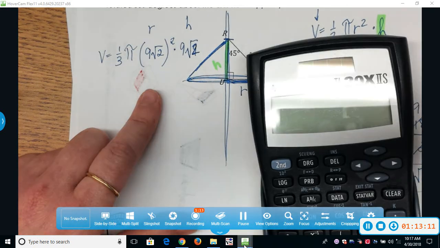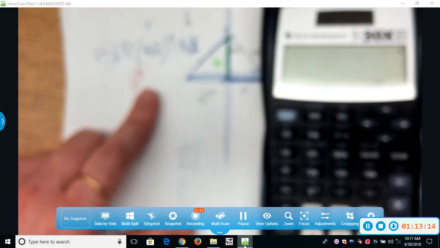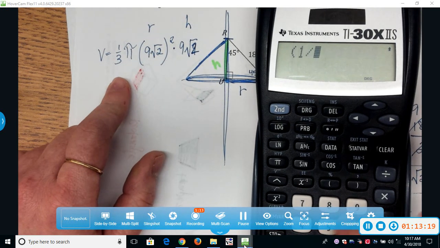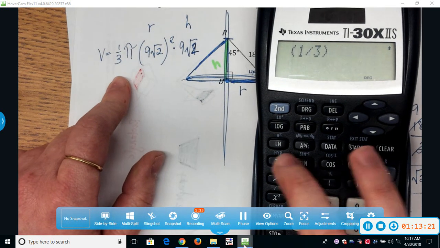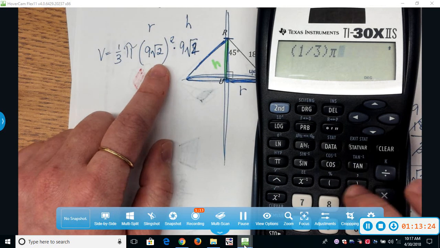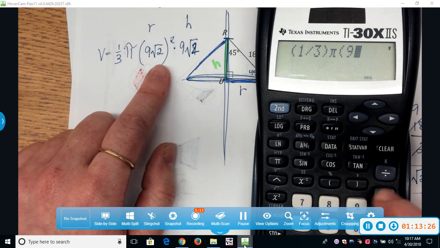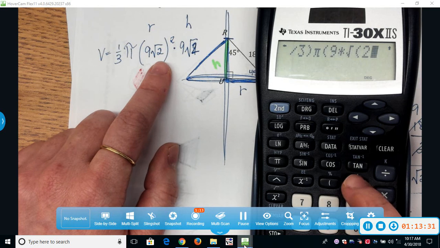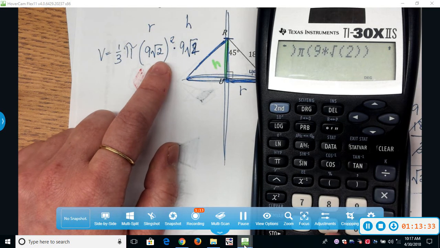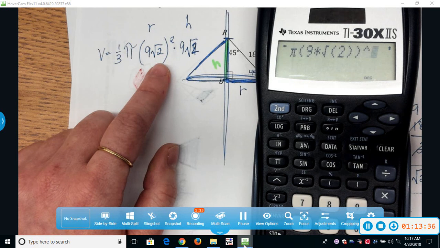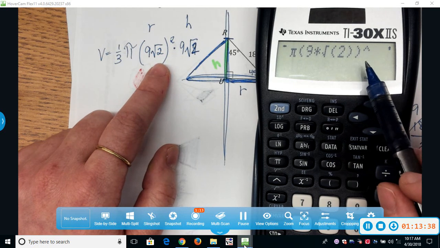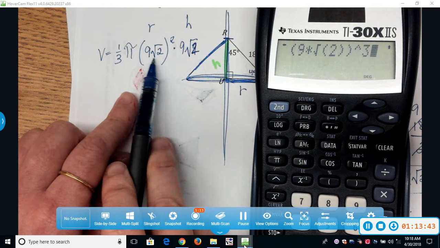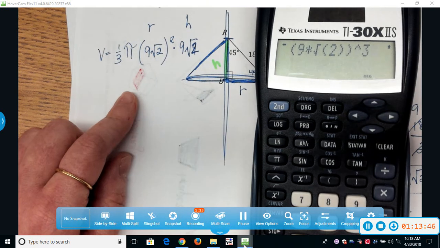But when I plug it into the calculator, I'm going to save myself some time. 1/3, that's going in there the same. Pi goes in there the same. On this one, I'm going to say 9 times the square root of 2 to the, did I go over the caret key with you guys? The caret key takes it to any power I want. I have 3 of these, 1, 2, 3, so I'm taking it to the 3rd power.